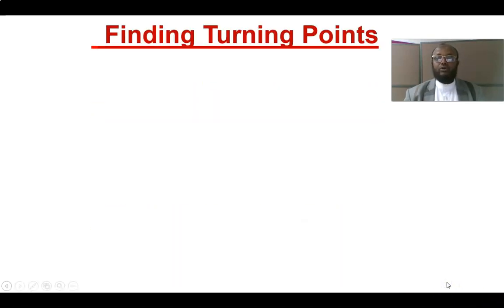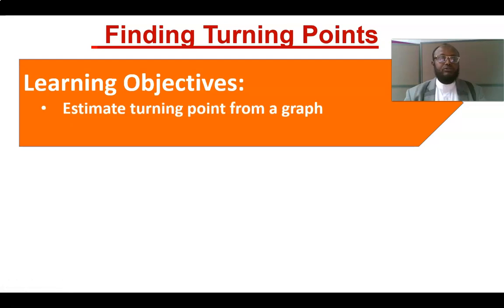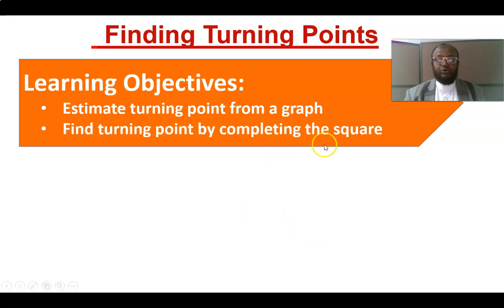Today, we're going to learn how to find turning points in two different ways. Our learning objective is to estimate turning points from a graph and to find turning points by completing the square. So let us start.